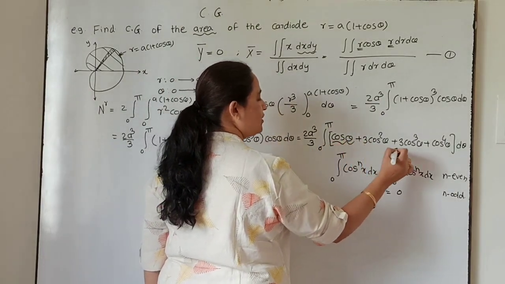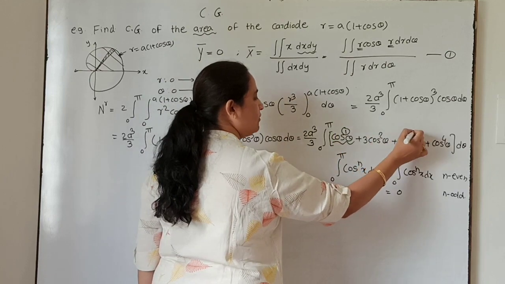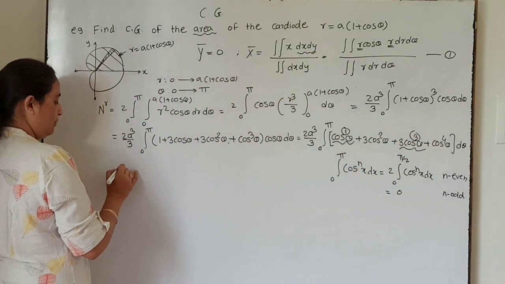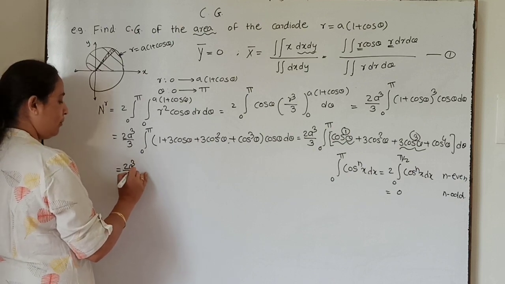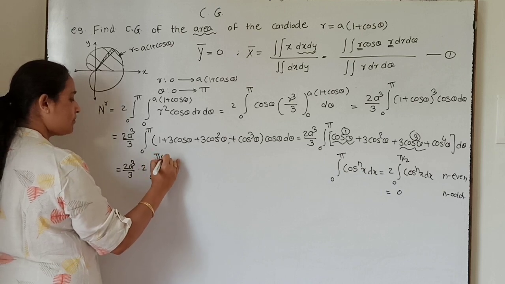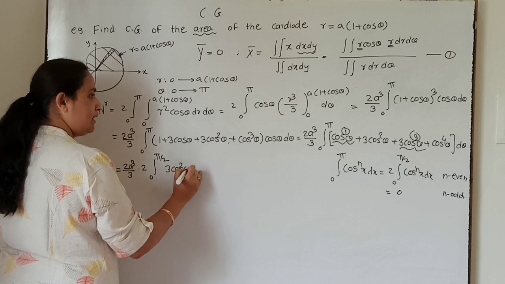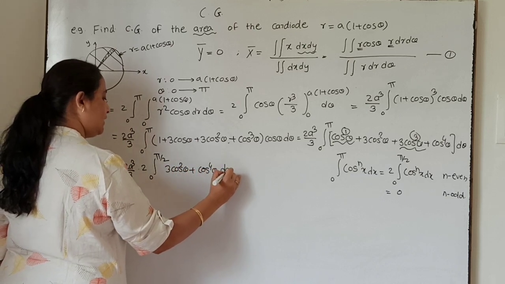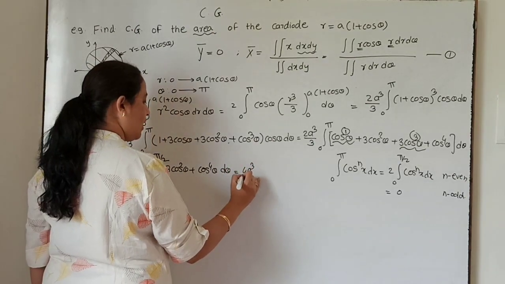Value of the first and third term will be 0 since the value of n is 1 and 3, which is an odd number, and the remaining 2 will be 2 times. So you have 2a cube upon 3 into 2 into integration from 0 to pi by 2 of 3 cos square theta plus cos raised to 4 theta d theta, that is equal to 4a cube upon 3.